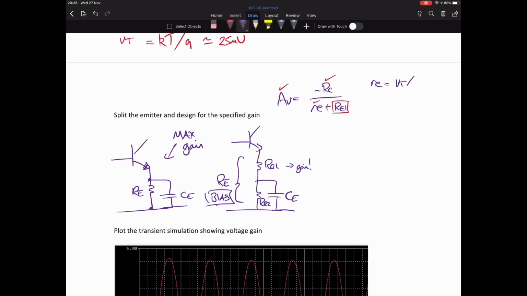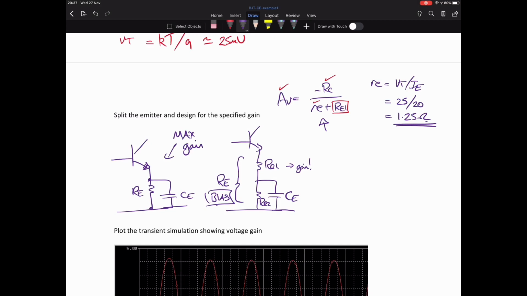Little RE is VT, the thermal voltage, over the emitter current, which in this case is 25 millivolts over 20 milliamps. I've left the milli off, so 25 over 20. This is a very small resistor. When you actually do the calculations, you're only looking at 1.25 ohms for the emitter resistance. That's because we're burning quite a lot of current here. 20 milliamps is quite large.